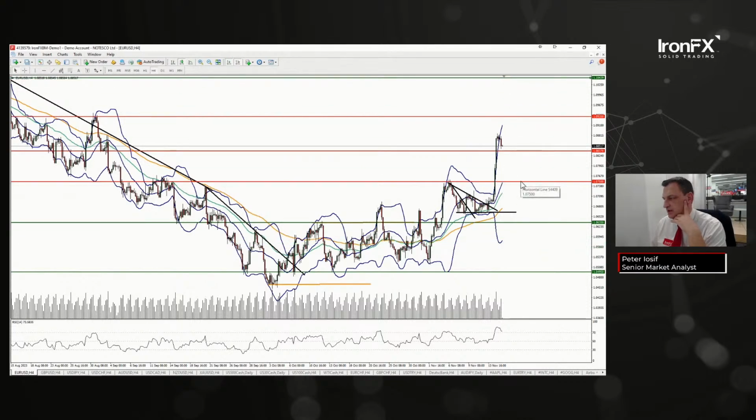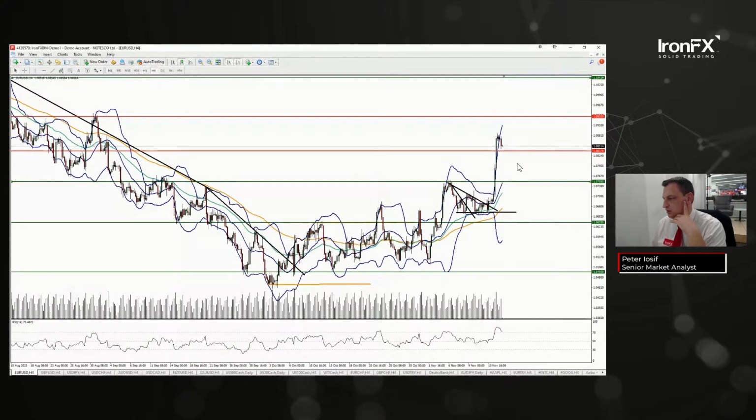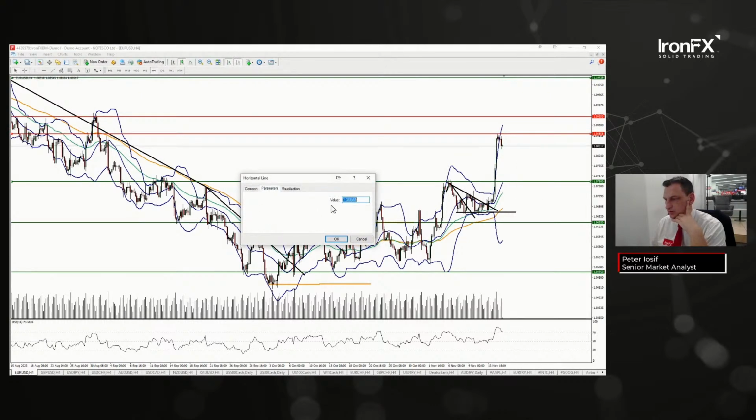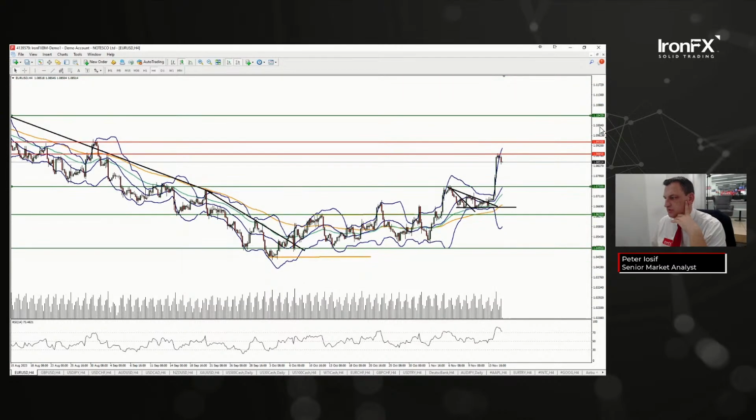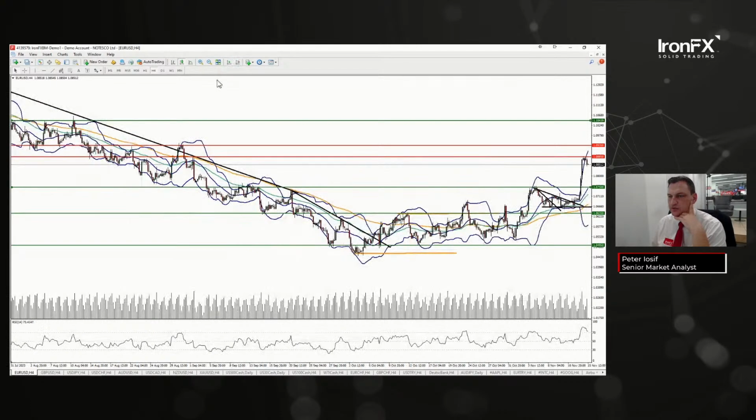The R1 has to be turned into a support line. And we're noting as the first resistance line the 1.0885. Yep. Okay, we have the support levels ready, and we have the first resistance level ready as well. Let's zoom out a little bit.